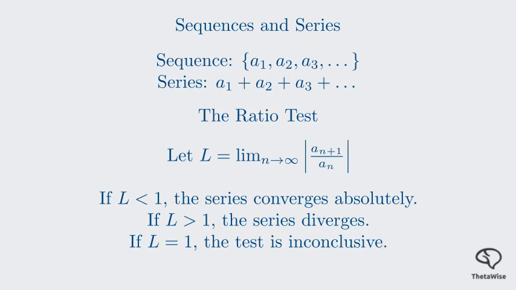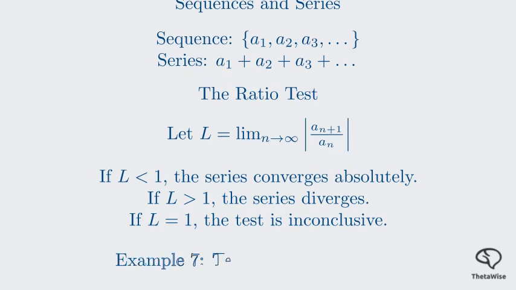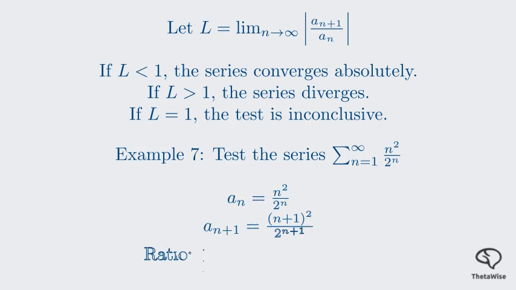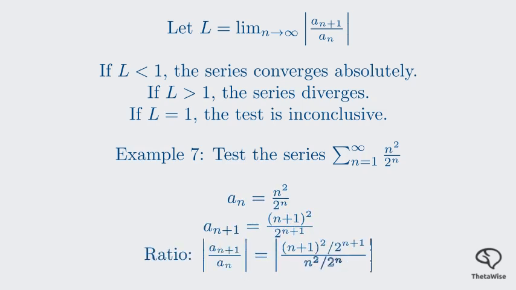Let's test the series, the sum from n equals 1 to infinity of n squared over 2 to the n. Here, a sub n is n squared over 2 to the n, so a sub n plus 1 is n plus 1, squared over 2 to the n plus 1. We set up the ratio of a sub n plus 1 to a sub n.